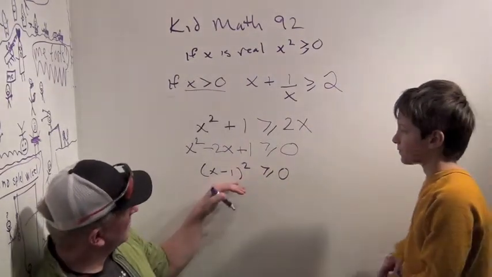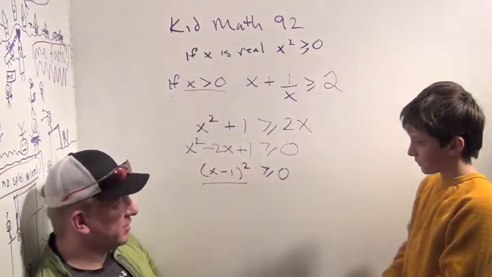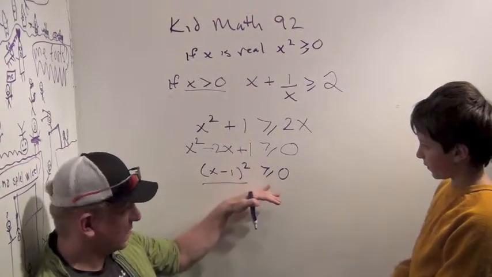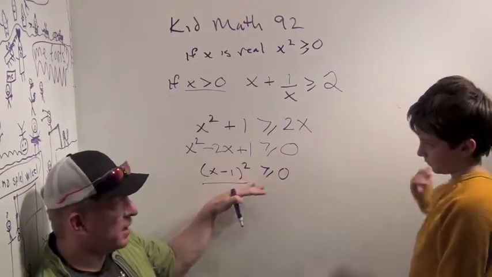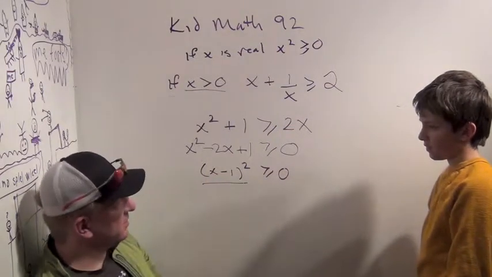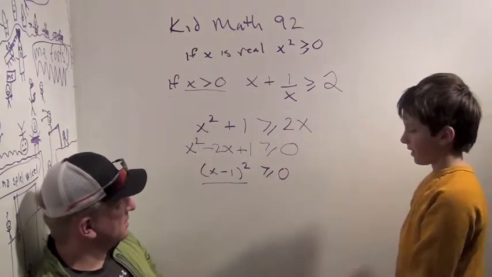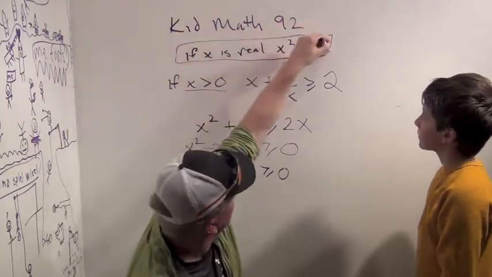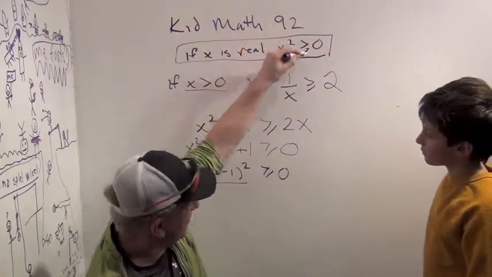Let's say it a different way. This is always going to be some real number, and any real number squared is greater than or equal to 0. By what rule? Because negative times negative is positive, and by our trivial inequality, any real number squared is greater than or equal to 0.